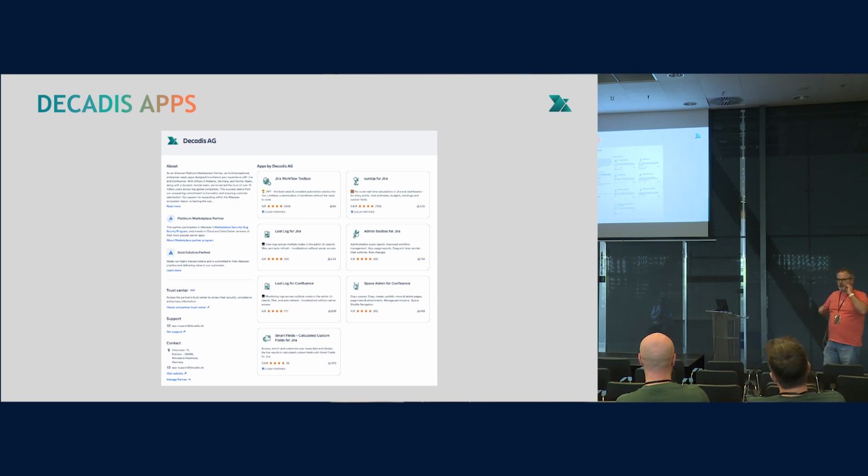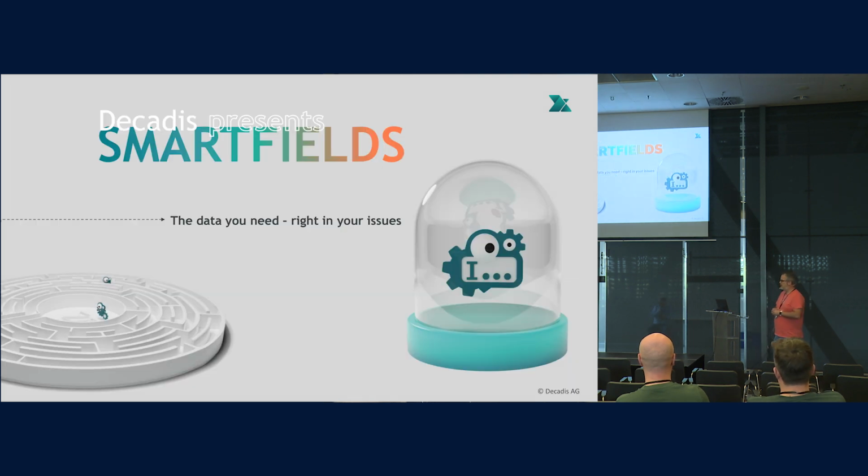Or in data center, also in the issue navigator, on Jira Service Management in the queues. Admin Toolbox is an admin helper for Jira, which extends functionalities above the Jira native functionalities. And last log for Jira, last log for Confluence are some apps for log analyzing in your application. The last thing is SmartFields, and this is the topic we want to talk about today.